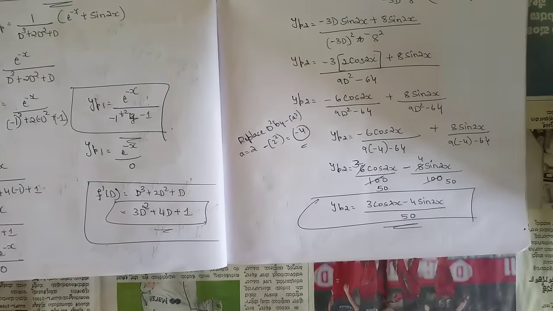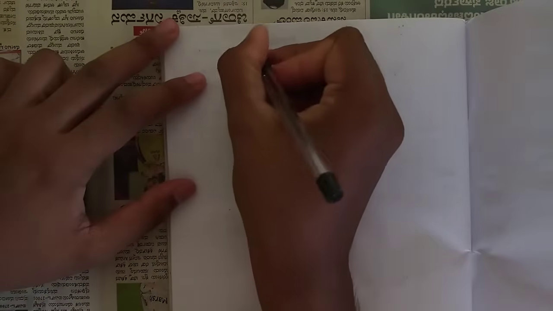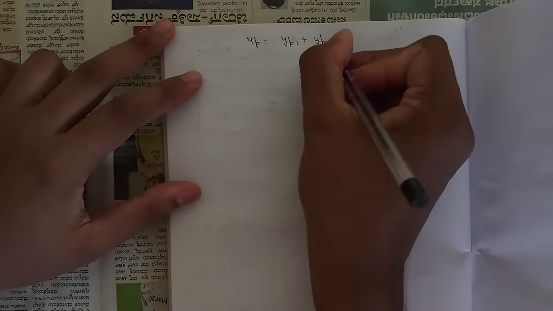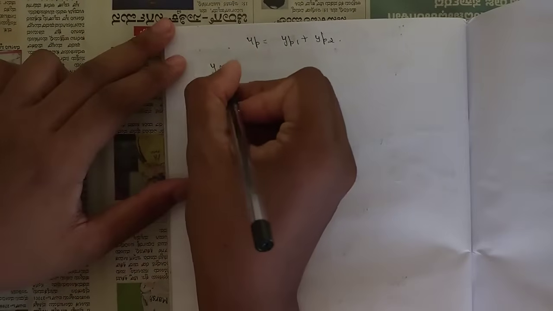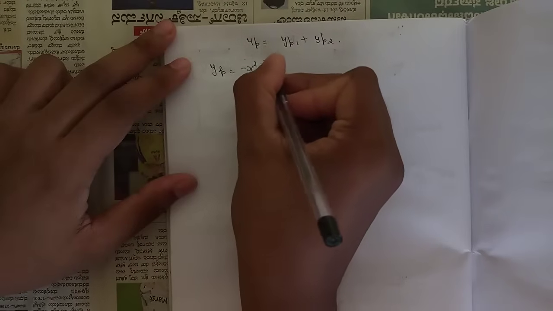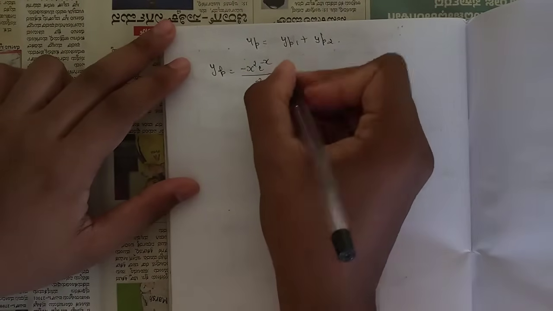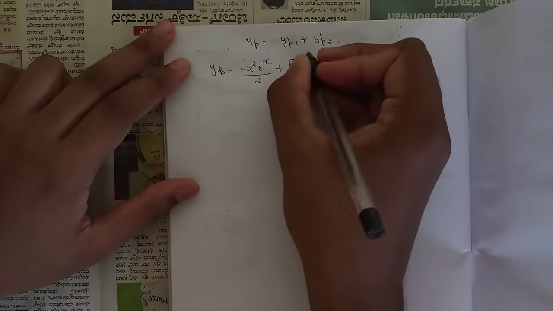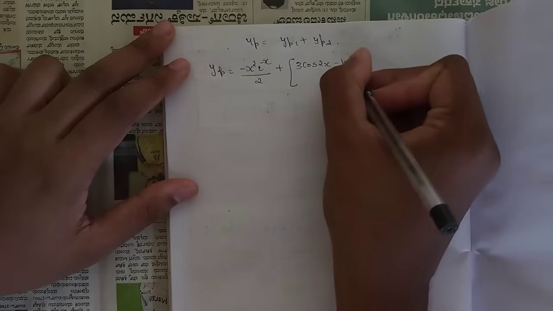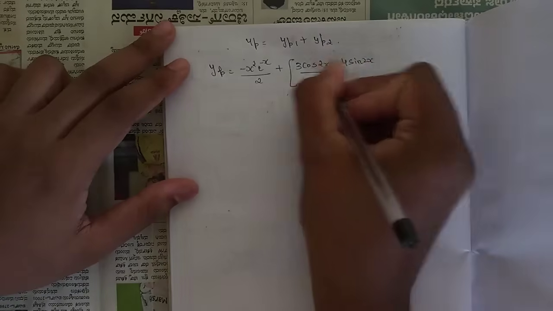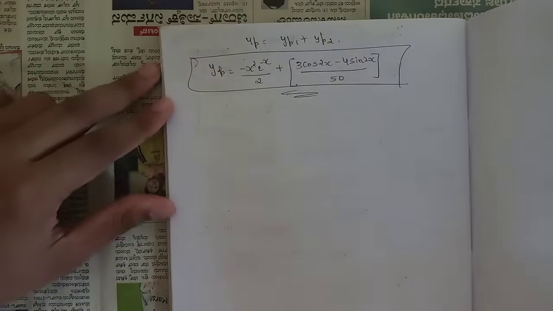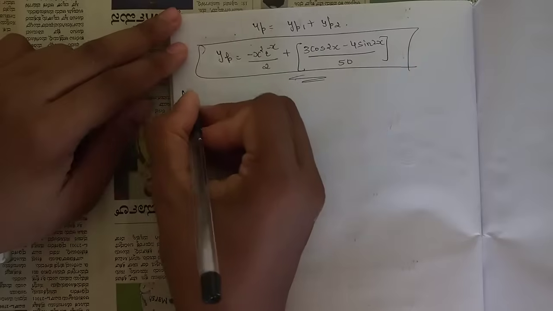Now we need to add yp1 and yp2. So yp would be yp1 plus yp2. yp1 we got as minus x square e power minus x by 2, plus yp2, which we got as 3 cos 2x minus 4 sin 2x upon 50. So this is our required particular integral yp.